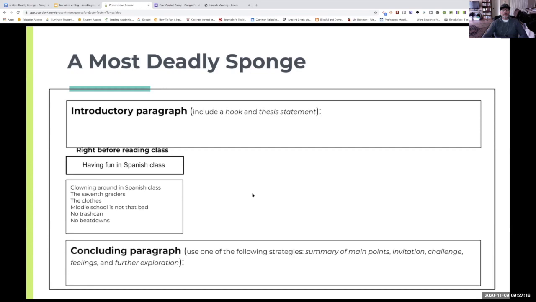Those middle three body paragraphs: I have what happens right before reading class, which is right before I take the lava rock to the face. So what are the events that lead up to that? That's what I'm doing here in this first paragraph. The second paragraph will be about the event itself, so catching the lava rock to the face. And then over here, the third paragraph will be the events right after that. So you can see here, having fun in Spanish class, because right before that, I was in Spanish class, clowning around in there, go figure.